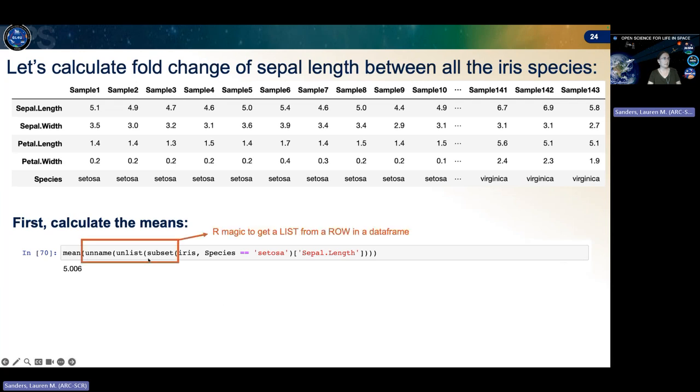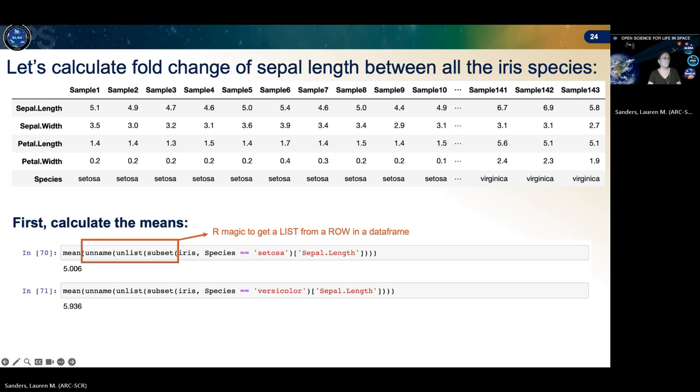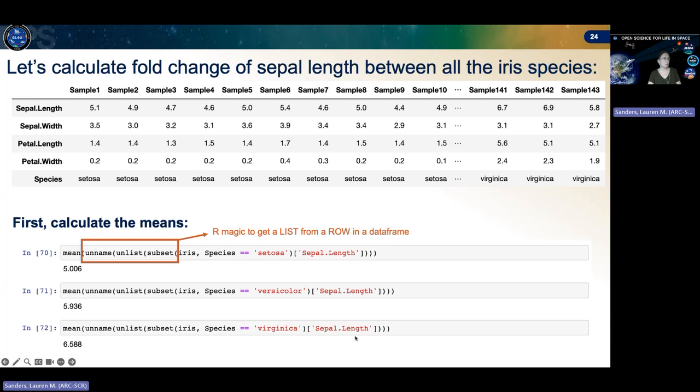Here we're nesting a few functions to get a list from a row in a data frame, sepal length. We calculate the mean of that entire row. We do the same, we do it first for the Setosa species, select out the Setosa species using that row. We do it for versicolor and we do it for virginica as well. As you can see, the mean sepal length is going up as we go from Setosa all the way to virginica, which makes sense based on that graph we were just looking at.